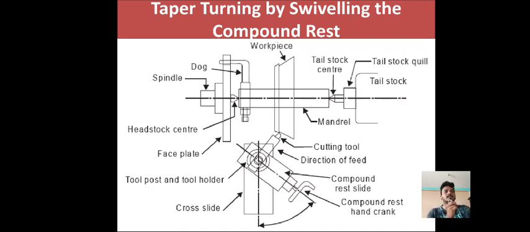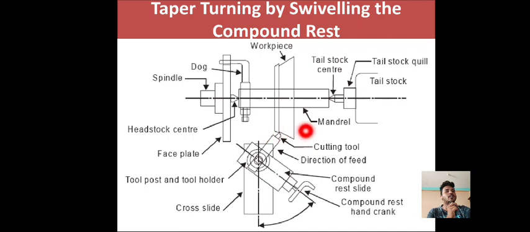What happens? See, this is the entire workpiece, okay? This is the live center and this is the dead center of the tailstock. This carries the carrier, that is the carrier or the chuck which holds the workpiece. And this is the mandrel. This is the spindle which will be rotating, that is, the entire part is the headstock center which will be rotating at some RPM, and this is the face plate.